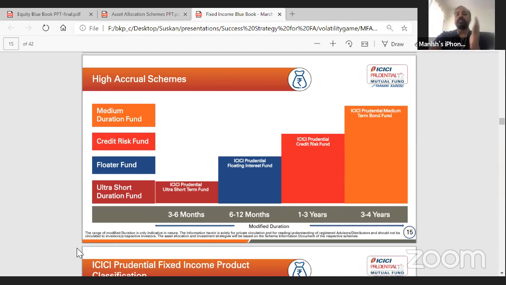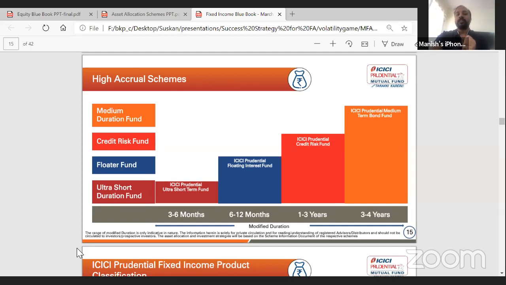So if an investor wants to park for 3 to 6 months in a good credit fund, we have a fund called ICICI Prudential Ultra Short Term Fund, which has roughly 48-50% in AA, single A with a maturity of around 6 months. So this is a good product for 6 months.